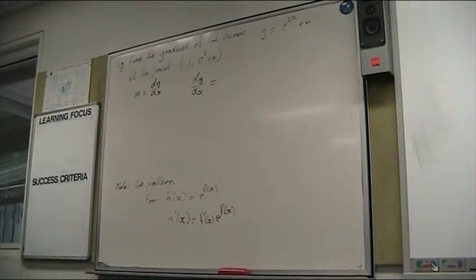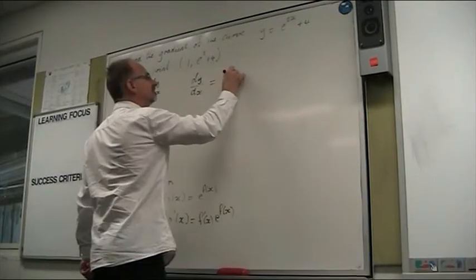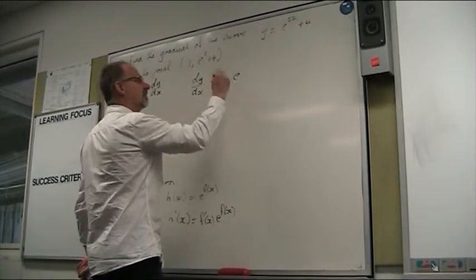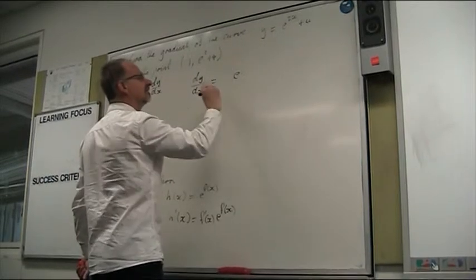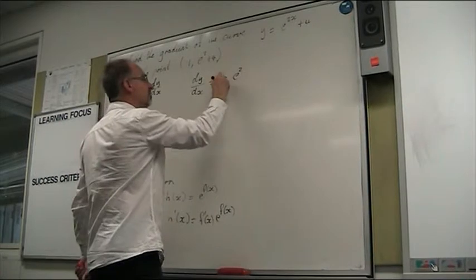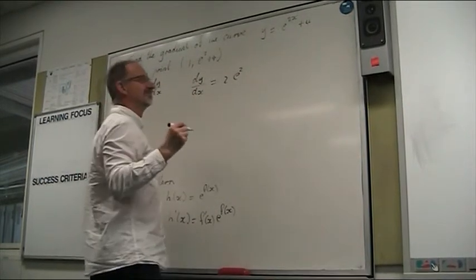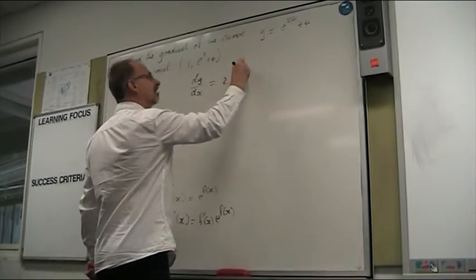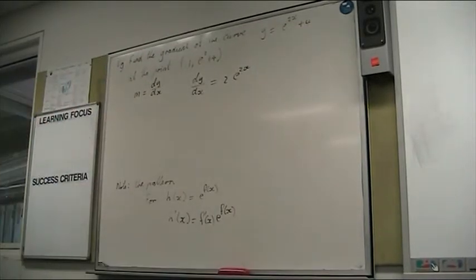2e to the 2x. Where do you want me to put the 2? In up the top, maybe, and an x up there. Yeah, cool. Right, so there it is.